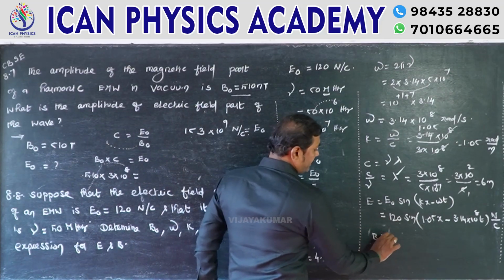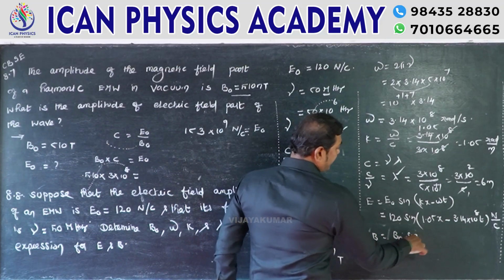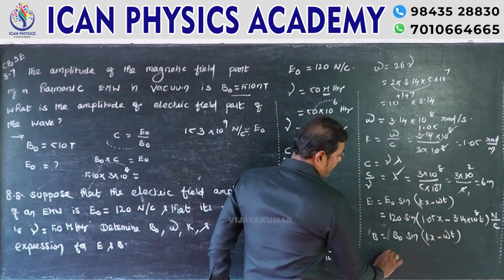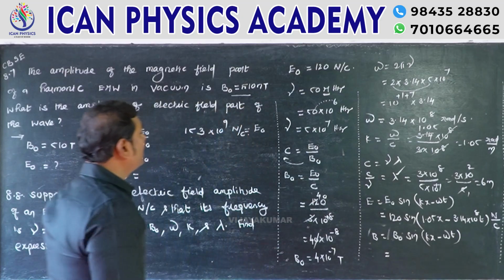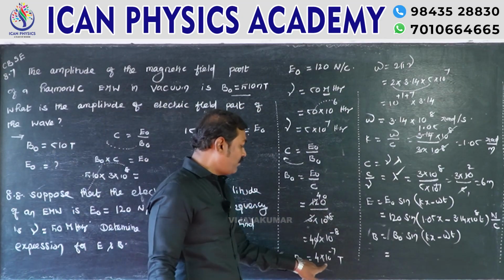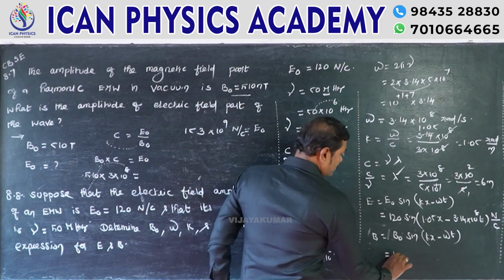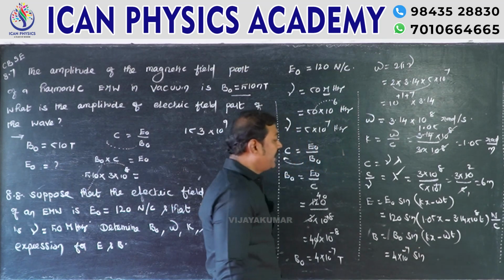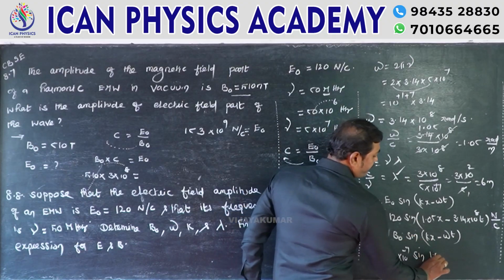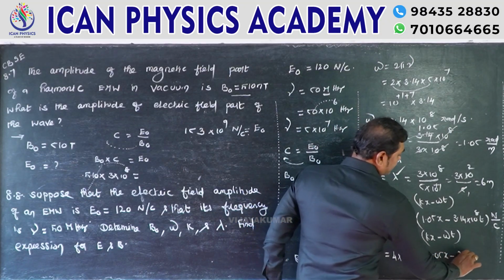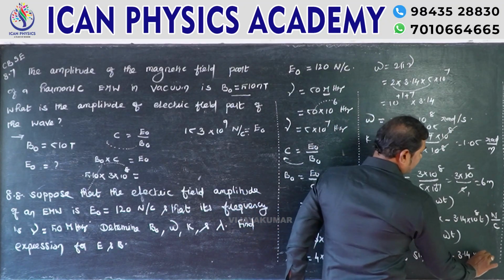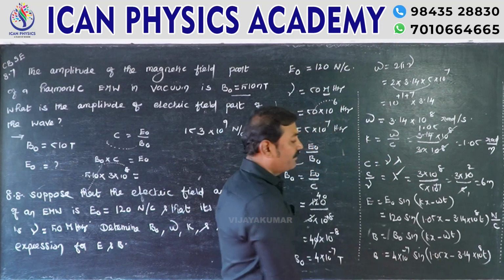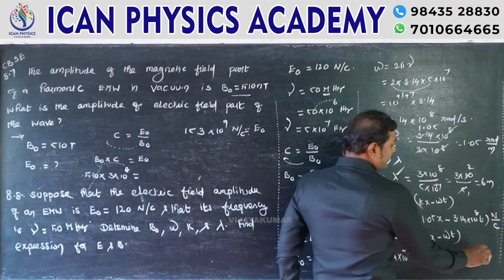Next, find the expression for the magnetic field. B equals B naught sine of kx minus omega t. What is the value of B naught? 4 into 10 to the power minus 7. So 4 into 10 to the power minus 7 sine of 1.05x minus 3.14 into 10 to the power 8 t. So this is the magnetic field. The unit of magnetic field is Tesla.